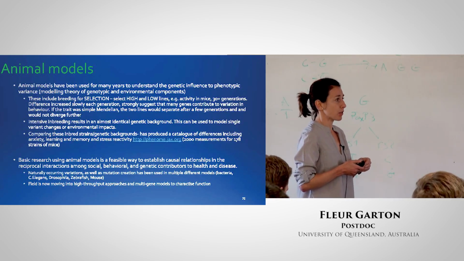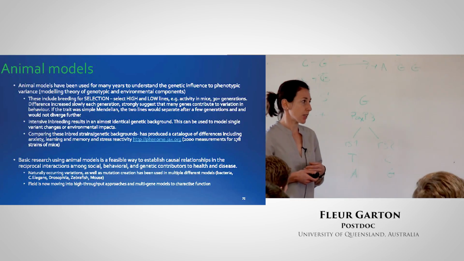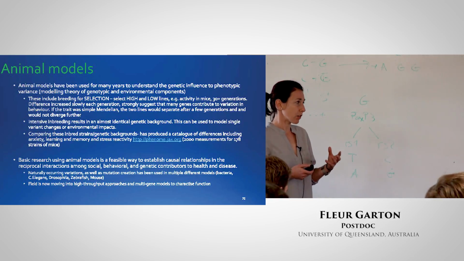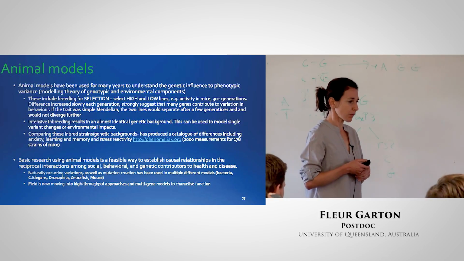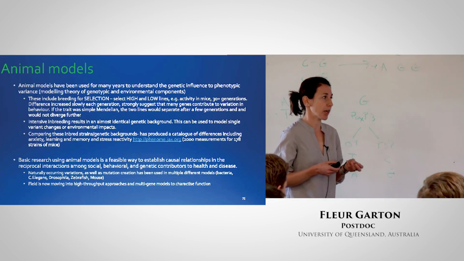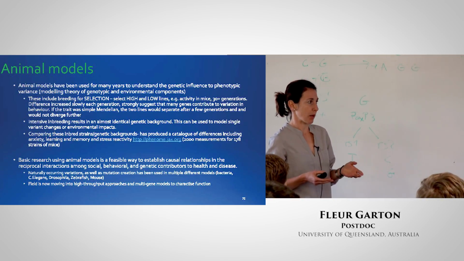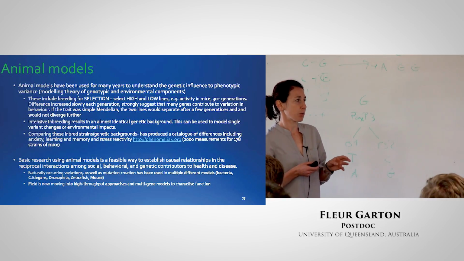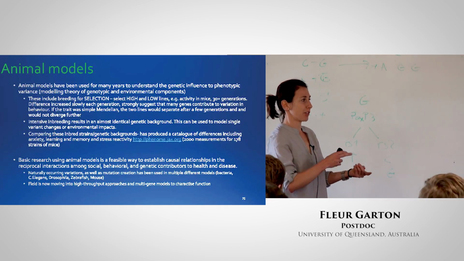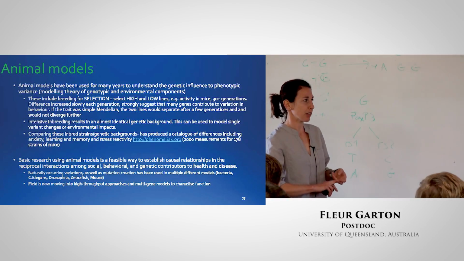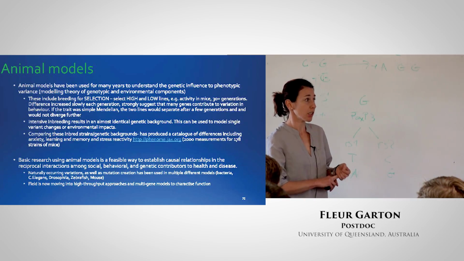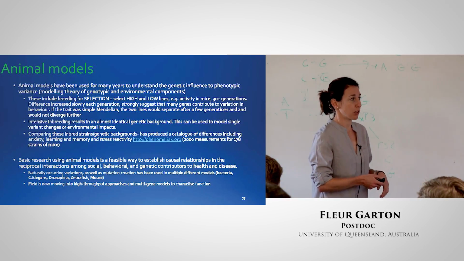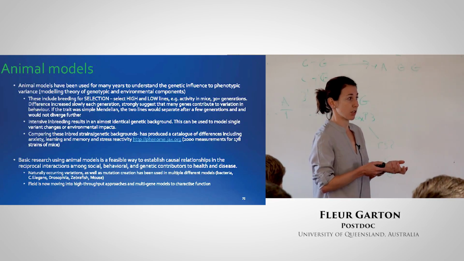There's also been comparison, so there's quite a few different inbred strains that exist, or genetic backgrounds. And these genetic backgrounds have actually been compared. I'm particularly talking about mice here. So they've produced a catalogue of differences in anxiety, learning, memory, and stress reactivity. And this is available in the Phenome JAX database.